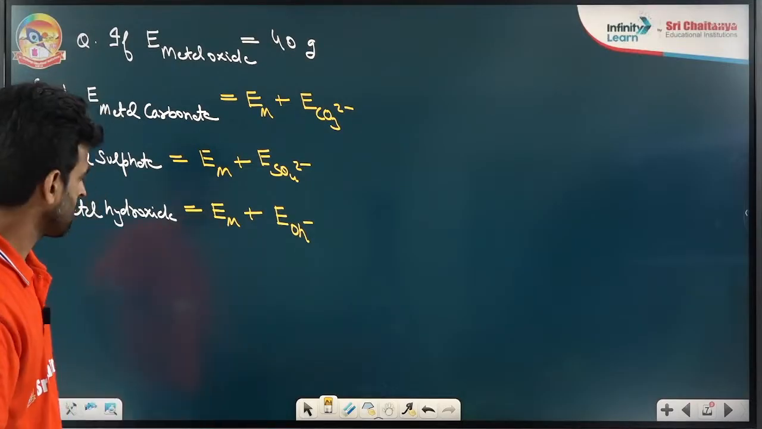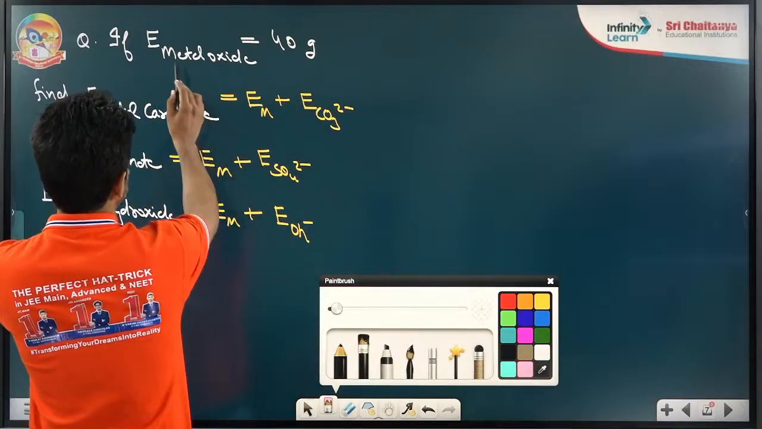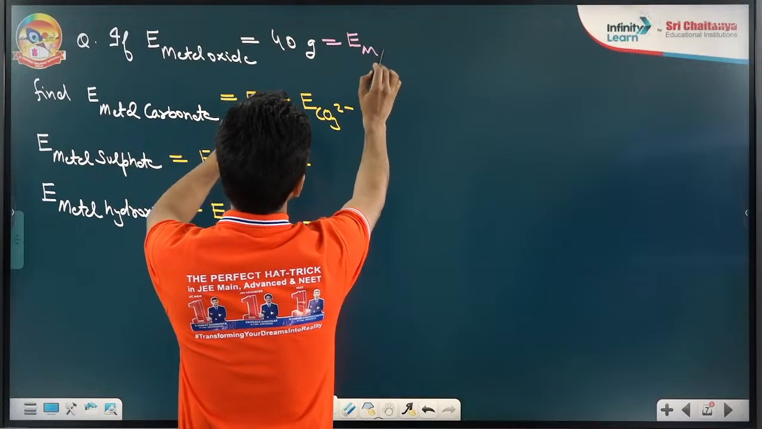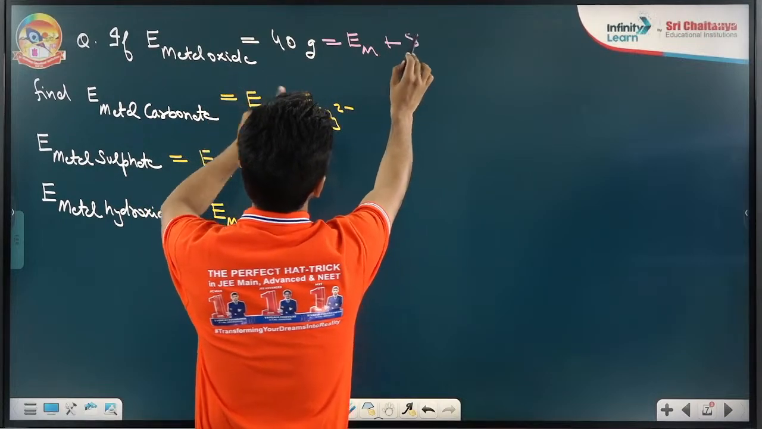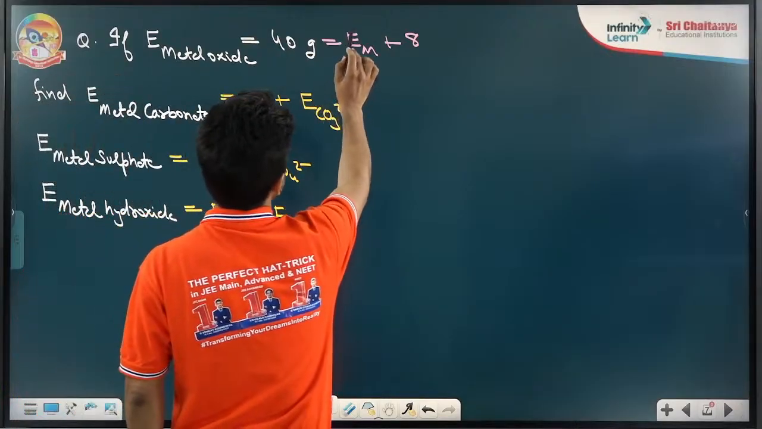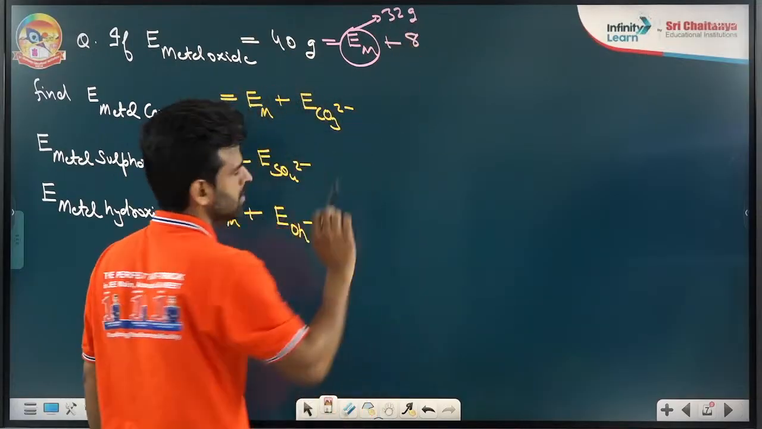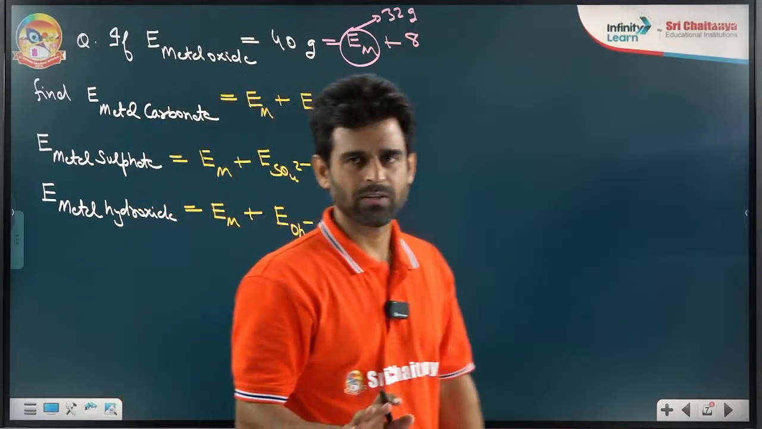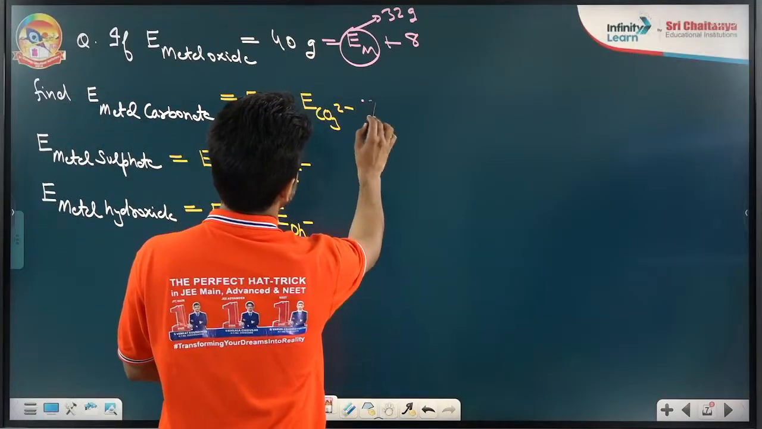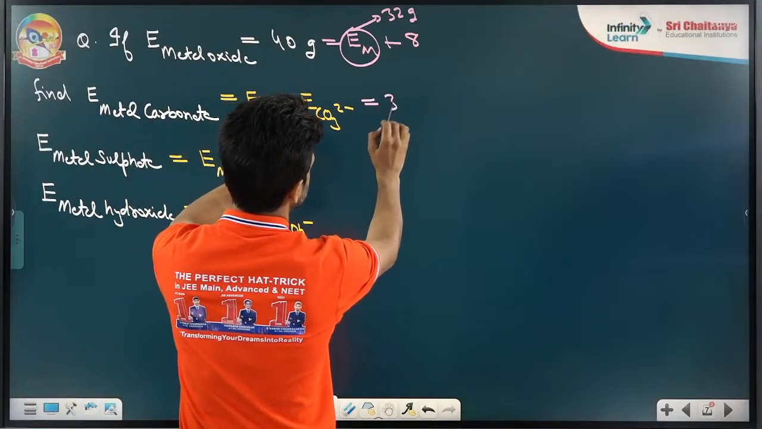Right. So from here you can see, what is coming? From here I can say it is equal to Em plus oxide ion. Oxide is how much? 8. So Em is very much clear. Em is coming 32 gram. Fine, now we know very well how to find this. I got the Em value, it's 32.